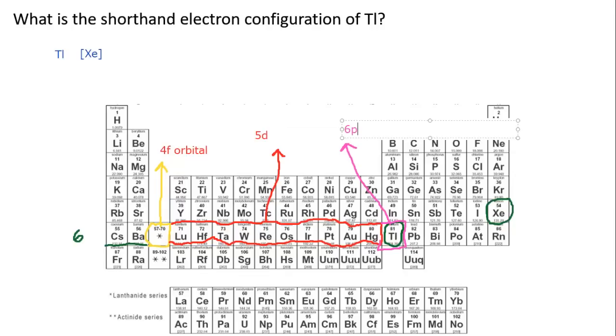So that's going to be 6p. So again, the 6s, which is over here, the 4f, 5d are completely filled, and then the 6p only has one electron. So it'd be 6s2, 4f is completely filled, so 4f14, 5d10, and then 6p1. And so that is the shorthand electron configuration of thallium.